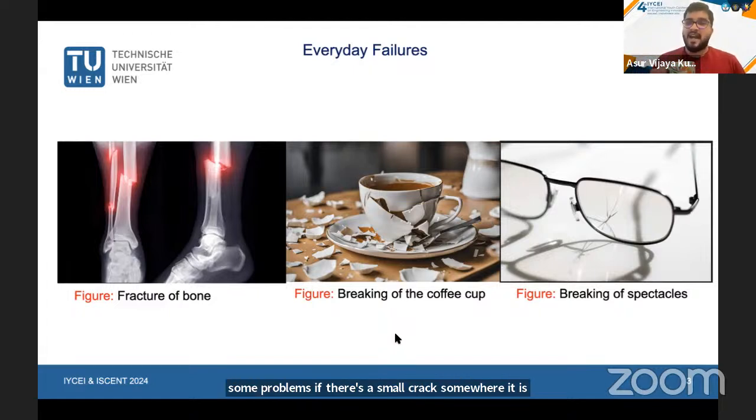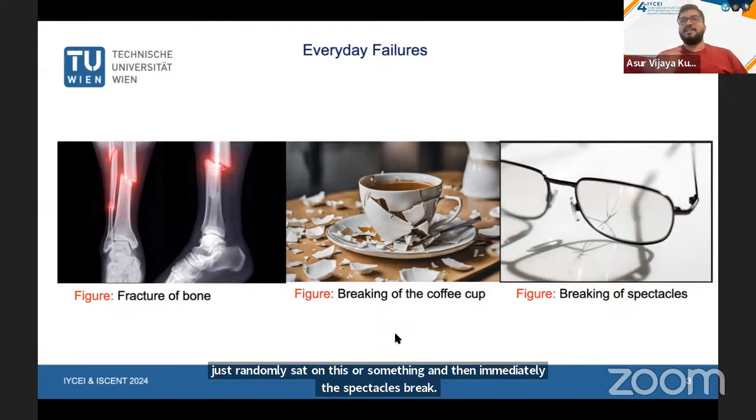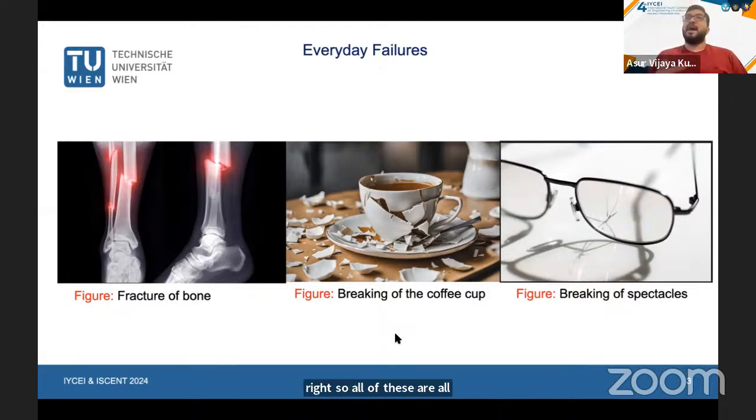Or you might have gone to a restaurant and you drop a glass cup so that it breaks. It doesn't just break, it shatters into pieces like this. Or people who use spectacles may also experience this someday. They just randomly sat on them or something and then immediately the spectacles break, right? So all of these are examples of fracture that you see every day. I can go on giving more and more examples, but it gets the point, right?